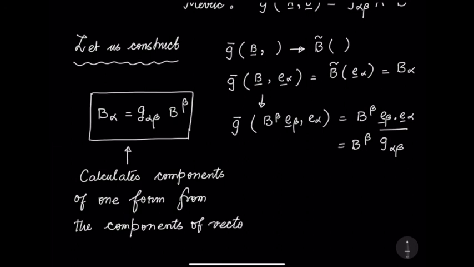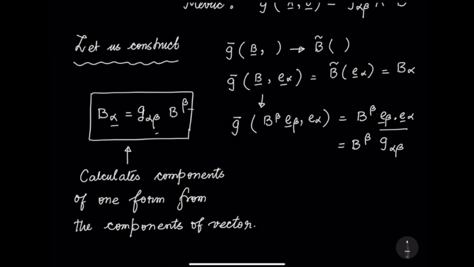By the way, it's not a one-to-one relation though. This index is alpha and this index is beta. So to know one index, say alpha equals 0, this beta is summed over. So you need to know all the components of the vector.